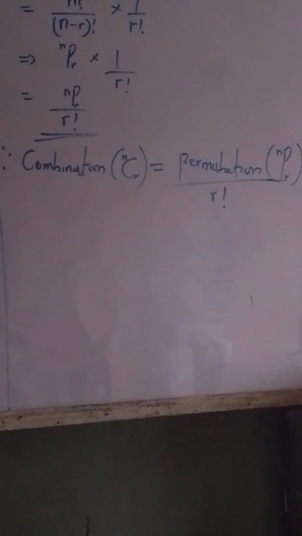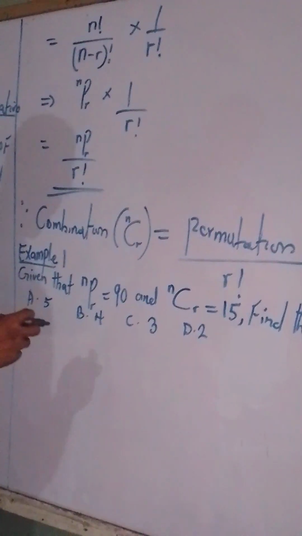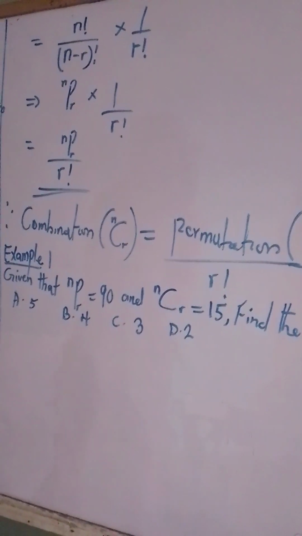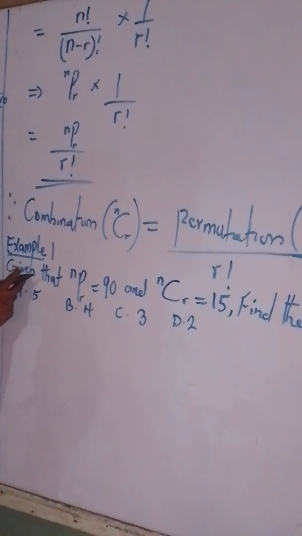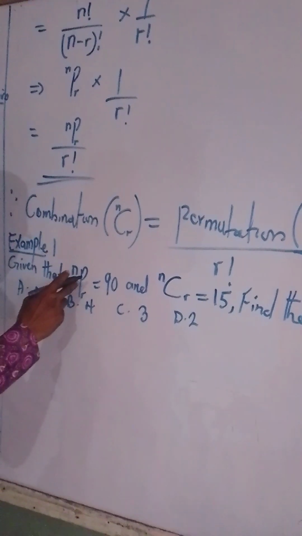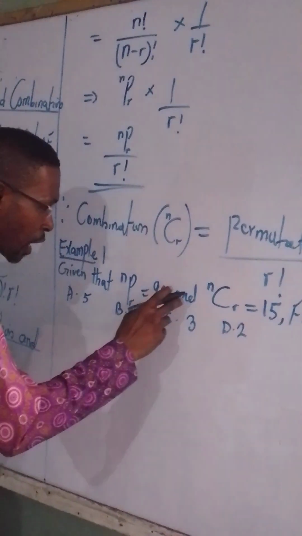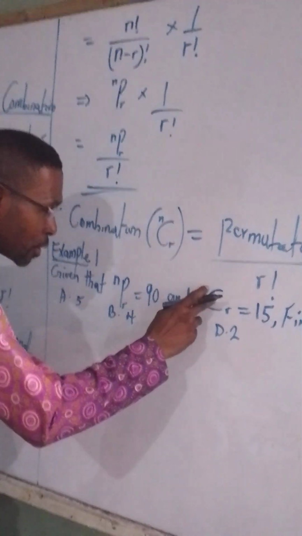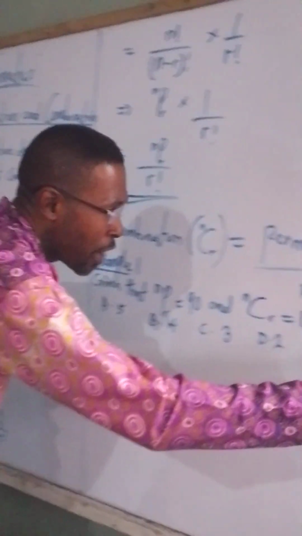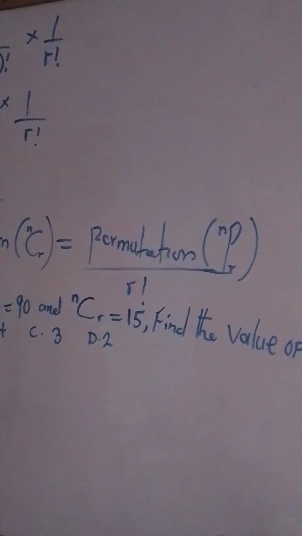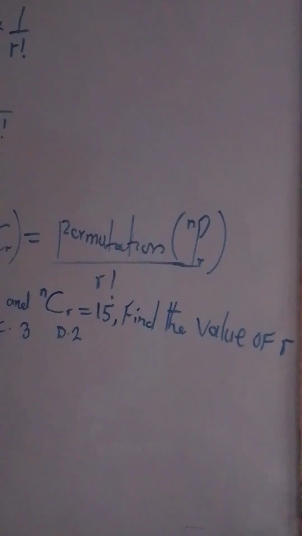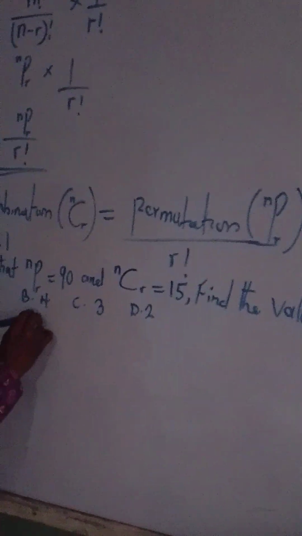Now, we are going to move to example 1. In this example 1, the question is: given that nPr is equal to 90 and nCr, the combination, is equal to 15, find the value of r. This is the solution. Let me do the solution here.